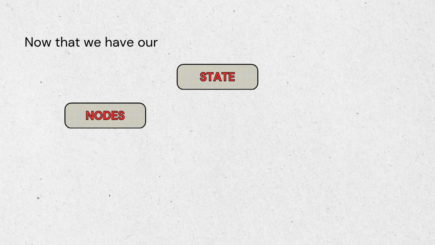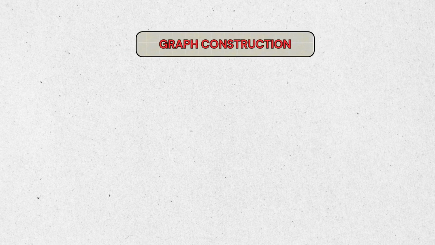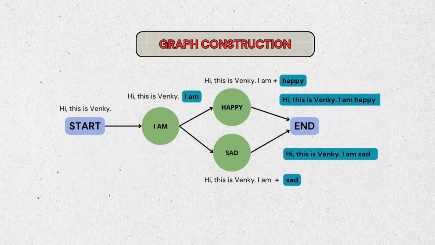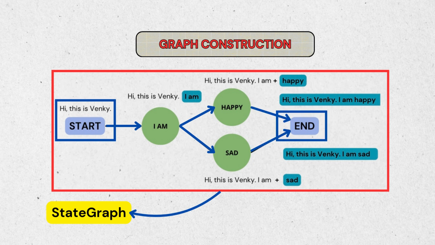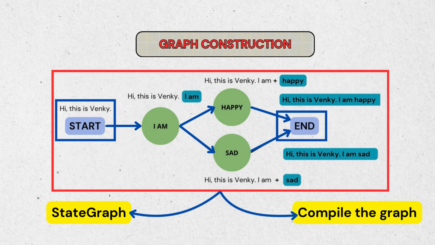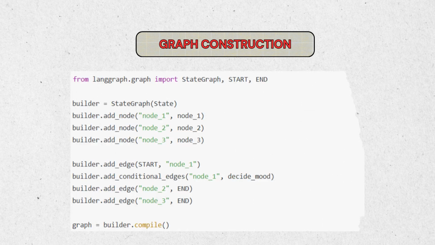Now that we have our state, nodes, and edge logic, it's time to assemble the graph. This is where the graph construction step comes in. We use the StateGraph class to register our nodes, wire them together with edges, and define where the graph starts and ends. Once everything is added, we will compile the graph and it's ready to run. Let me show you how we put all these parts together in the actual graph code.